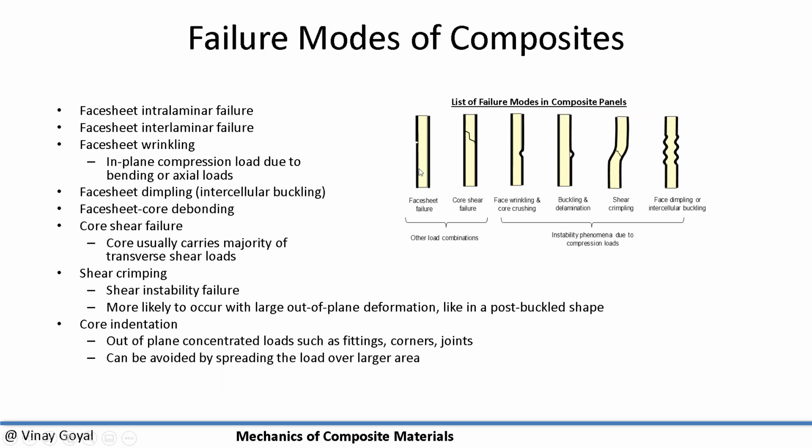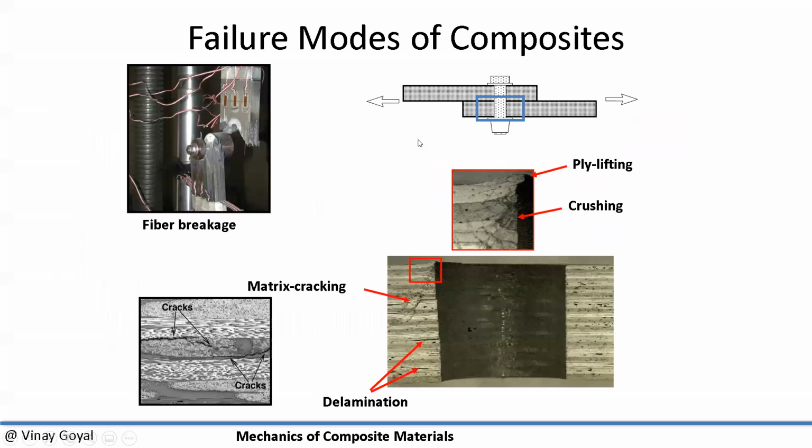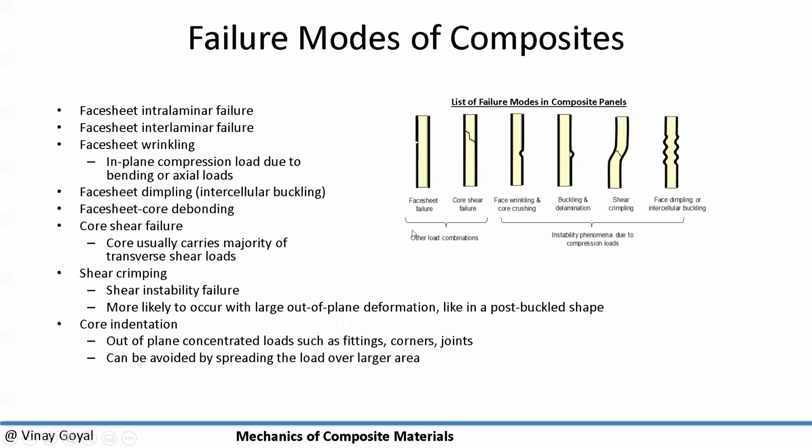And we show them here on the right-hand side. So let me start with face sheet failure. Face sheet failure is going to be any of these failure modes that occurred in the lamina, but is occurring here in the face sheet, because face sheets will be made of lamina, for example, in a lot of applications.